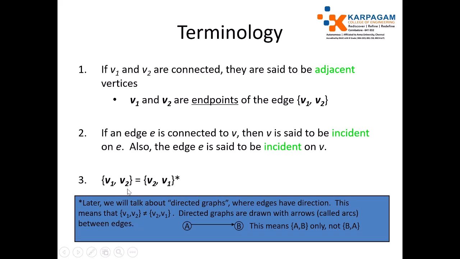In an undirected graph, (V1, V2) equals (V2, V1). But in a directed graph, this is not true. Here I have a directed graph with A and B. This (A, B) is true, but (B, A) is not true for the directed graph. This is true for an undirected graph.